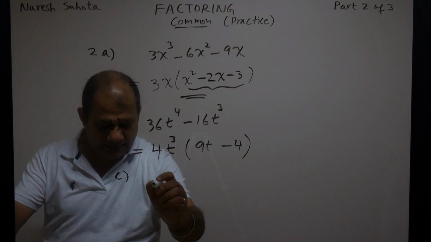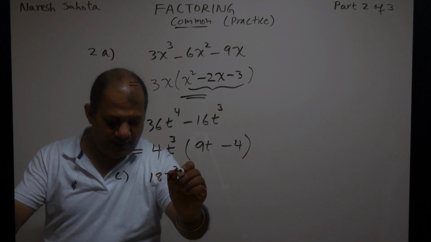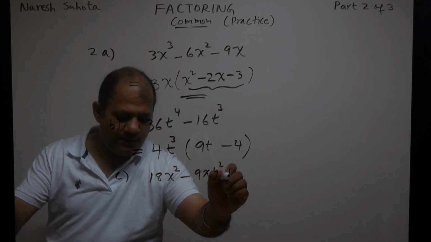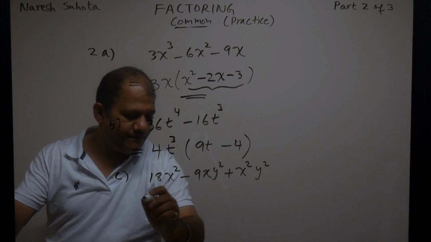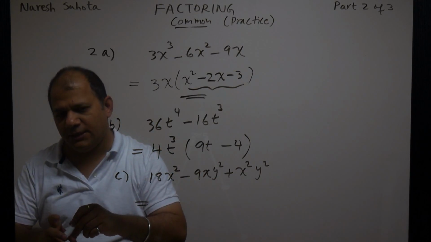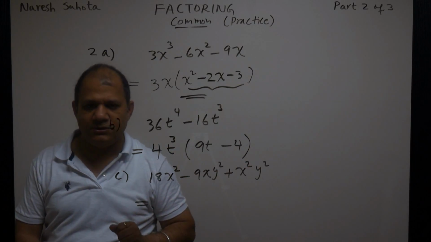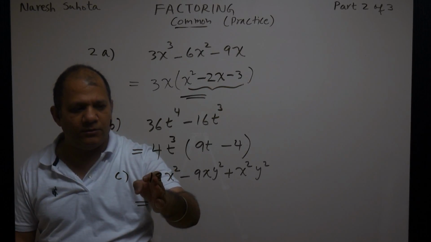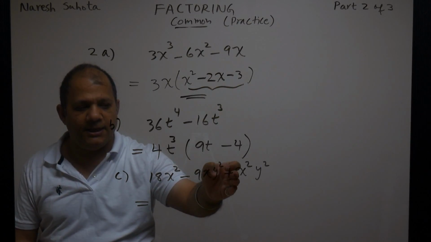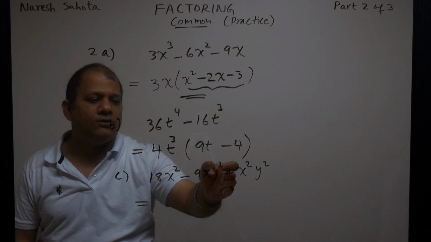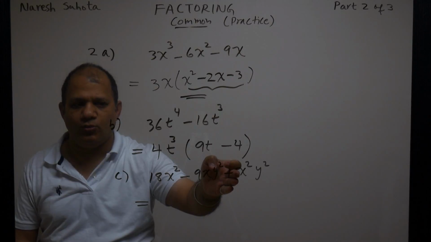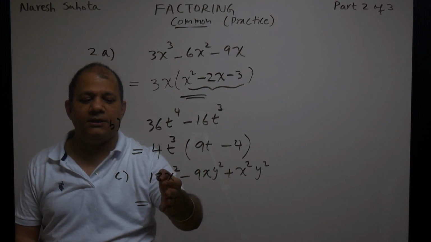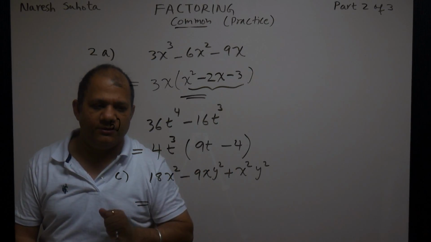Alright, so now let's look at question C. 18x squared minus 9xy squared plus x squared y squared. So again, this looks cumbersome, but don't let the different exponents on the different variables scare you. Now, let's look at the numbers first. So we have 18, 9, and no number here, which means it's a 1. Nothing will go into 1, like 9 wouldn't go into 1 or 18, right? So as far as the number is concerned, there's nothing that we can take out. So let's move on to the variables.